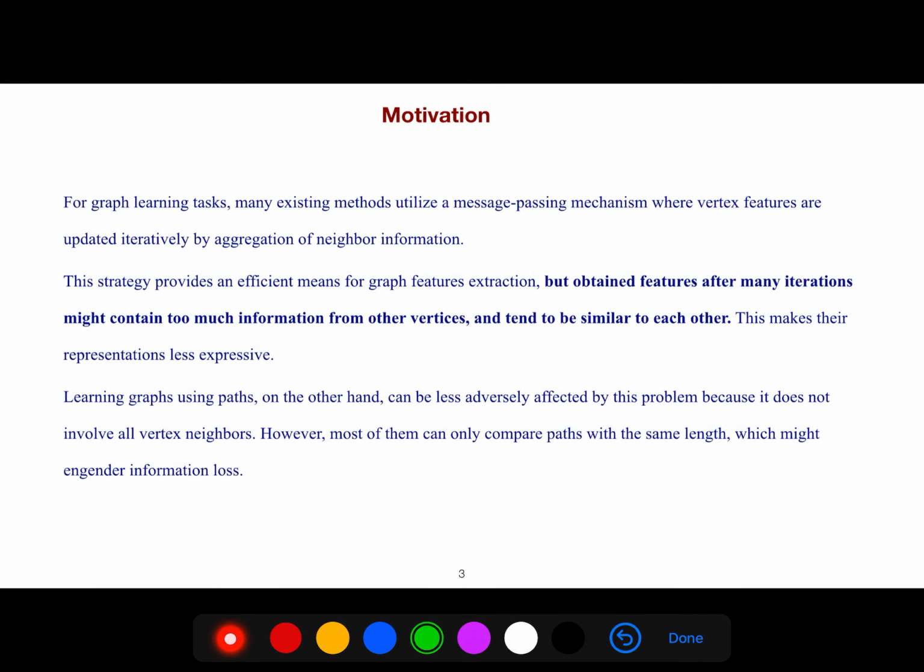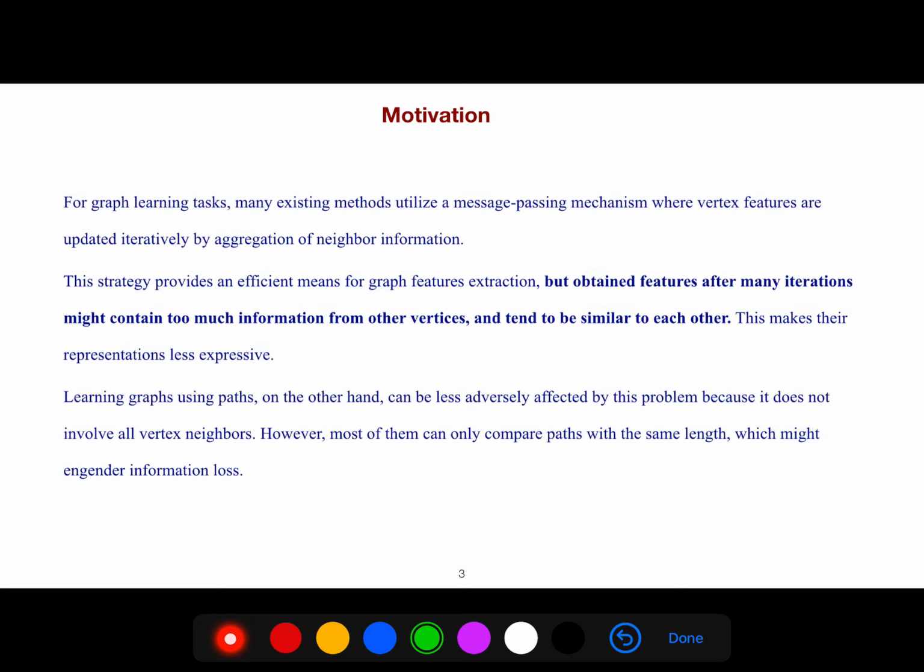For graph learning tasks, many existing methods utilize a message passing mechanism where vertex features are updated iteratively by aggregation of neighbor information. This strategy provides an efficient means for graph feature extraction, but obtained features after many iterations might contain too much information from other vertices and tend to be similar to each other. This makes their representations less expressive.